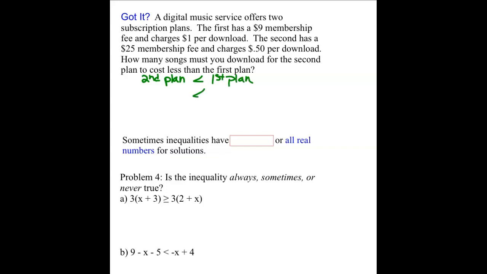All right, so let's get an expression for the second plan. We are told here they have a $25 membership fee, so you're going to pay $25 regardless of how many songs you download. And then they're going to charge 50 cents per download. So we're going to add 50 cents per download. Let's let X be the number of downloads.